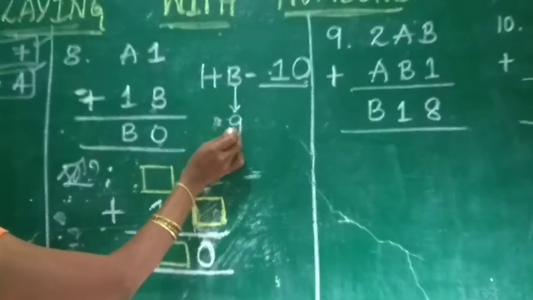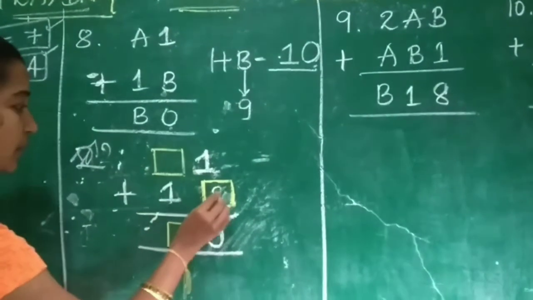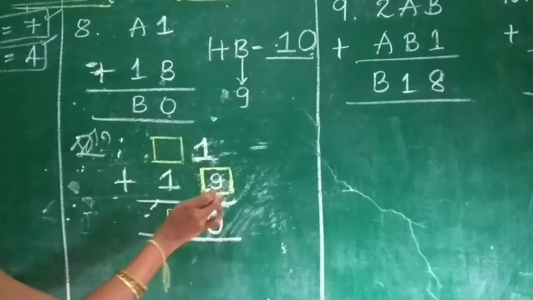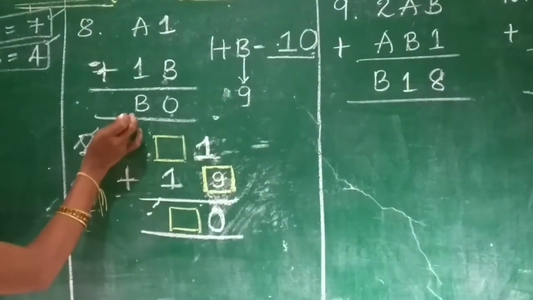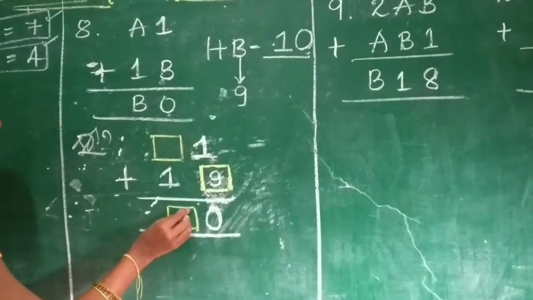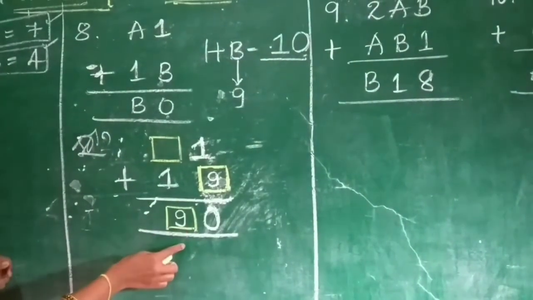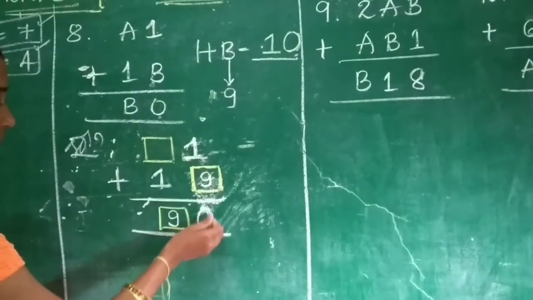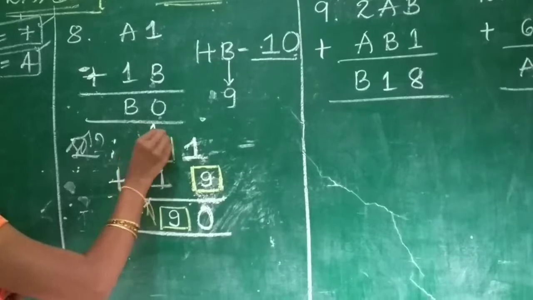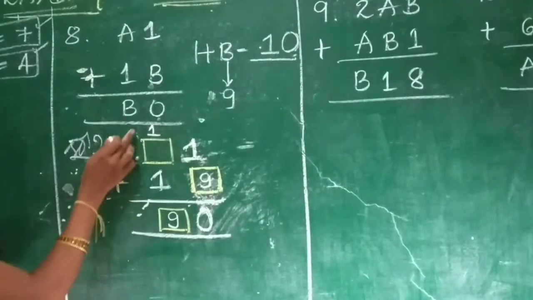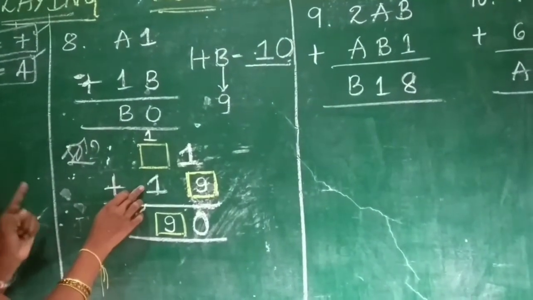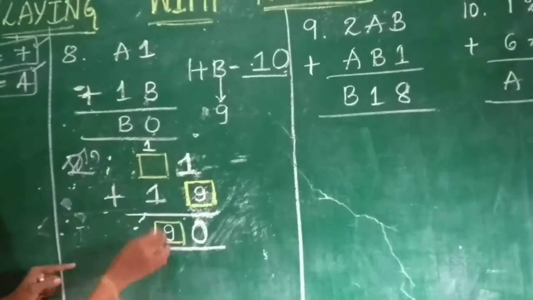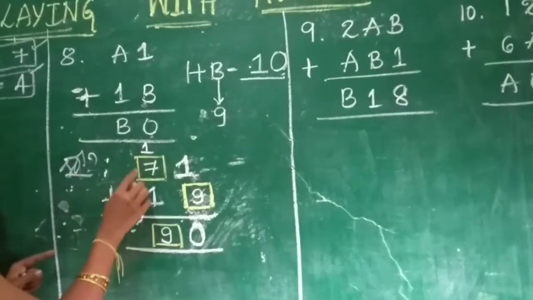Now substitute this B value in the solution. Here B is there, so put the B value here and observe that in the sum also B is present. Now substitute the same B value here also. Now do the sum. 1 plus 9 becomes 10. 0 here, 1 carry. Look here children. 1 plus 1 becomes 2. How much is added with the 2? It gives 9s. 7. 7 is the number.